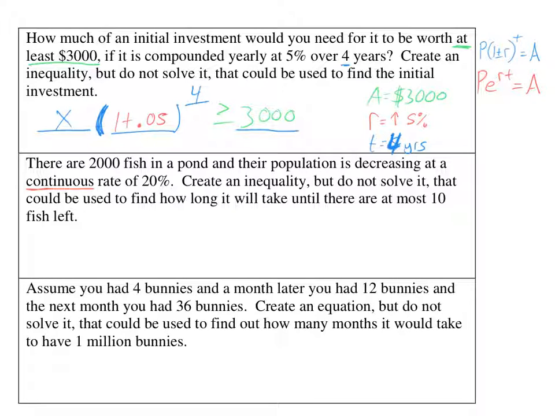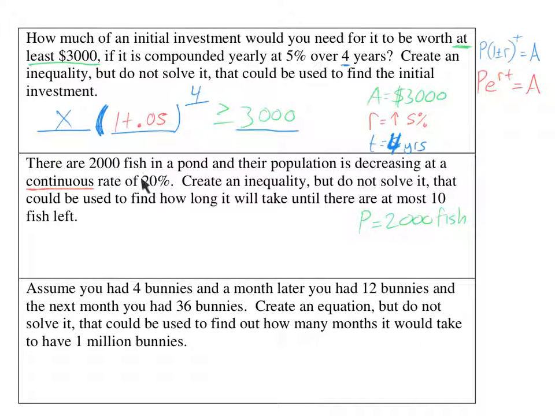Actually, before we find the pieces, let's find what we're looking for. So we've got to look at each number. What does each number represent? So the 2,000, is that your initial or your final amount? Is that your P or A? It's your initial. That's your initial amount. So your P is 2,000 fish.